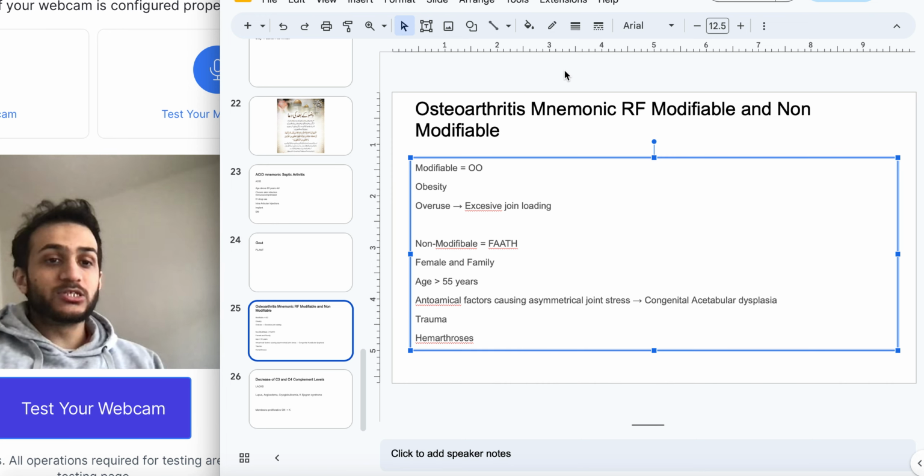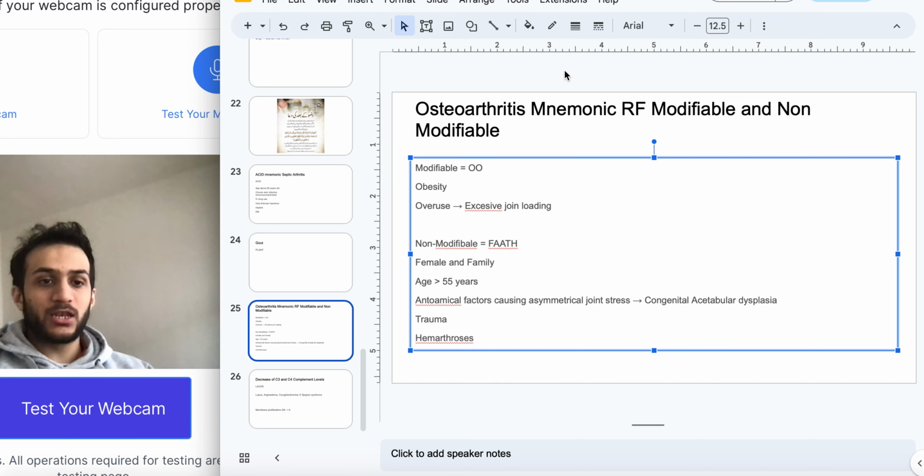So the first O over here is going to be obesity. Of course someone can improve their diet or go to the gym and lose their weight, so it is modifiable. The other one is overuse. So overuse is excessive load on your joint, putting all of that load and pressure on that joint.